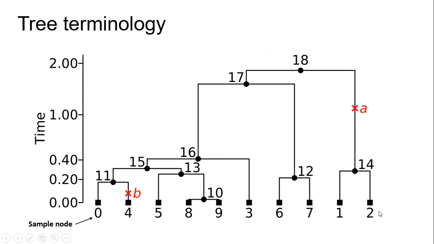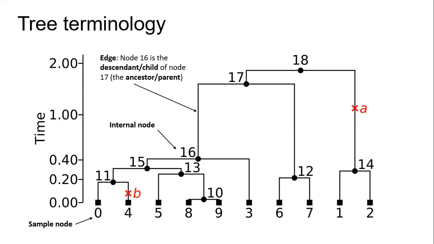The nodes at the bottom, the leaf nodes, are called sample nodes. And the nodes that are in the interior of the tree are called internal nodes. And an edge is just something that connects the nodes, and the descendant or child of the node is at the bottom, and the ancestor or parent is what it inherits the DNA from.